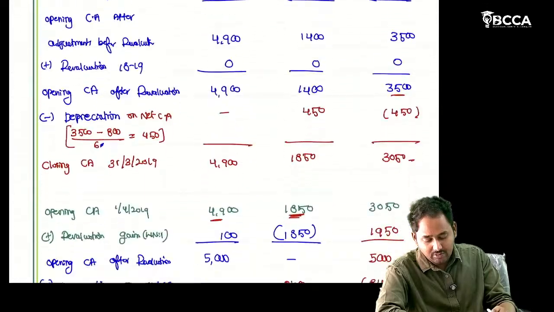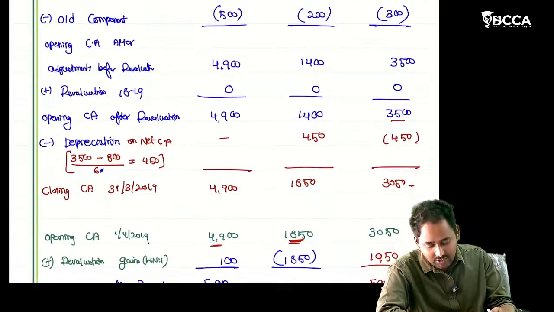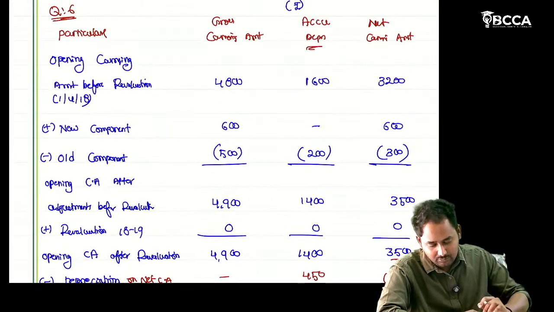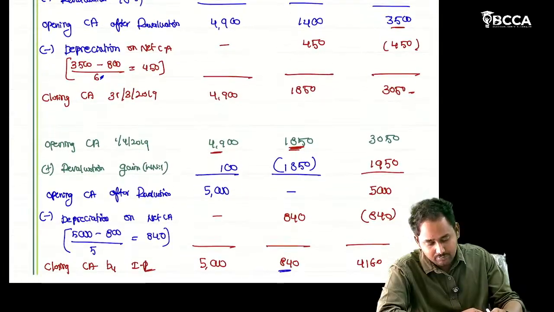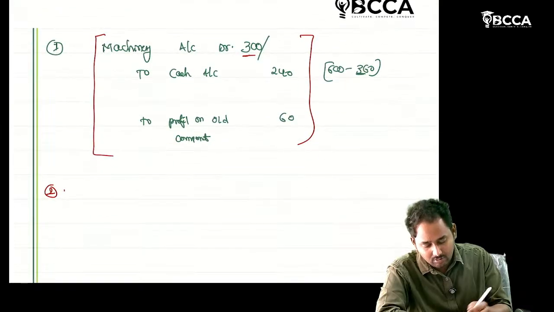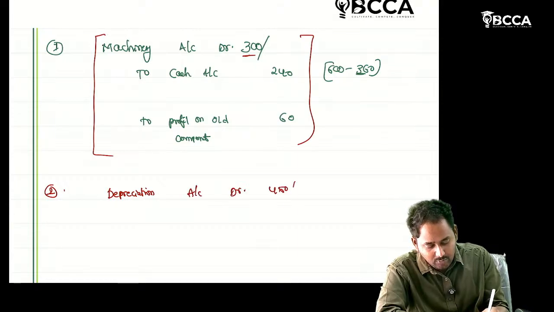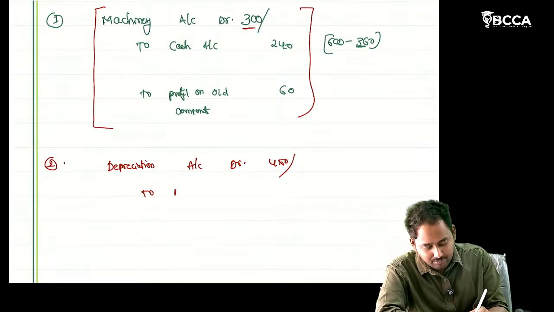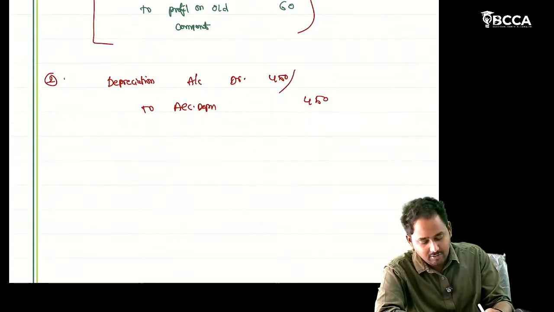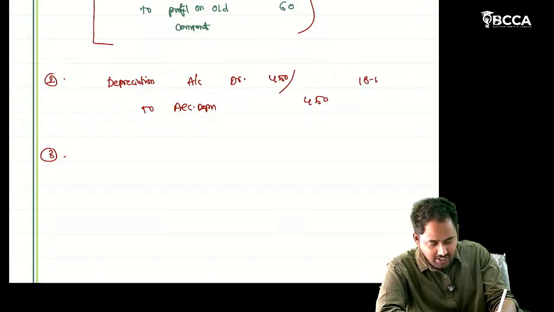So I should provide the journal entry for the depreciation during 1819. What is the journal entry for the 1819? 450. Depreciation account debit to accumulated depreciation, 450.